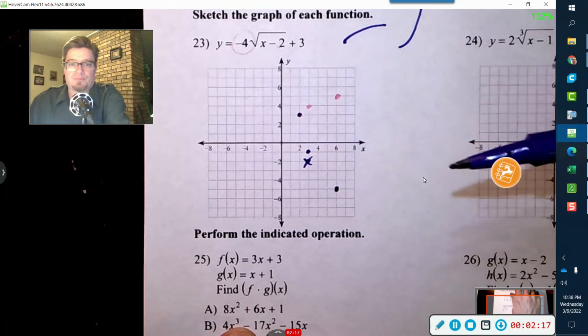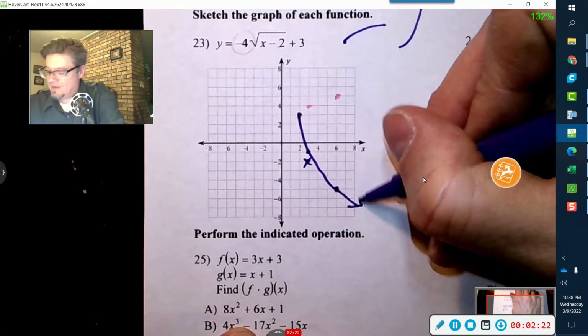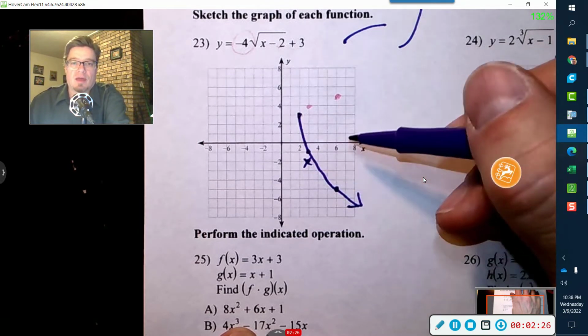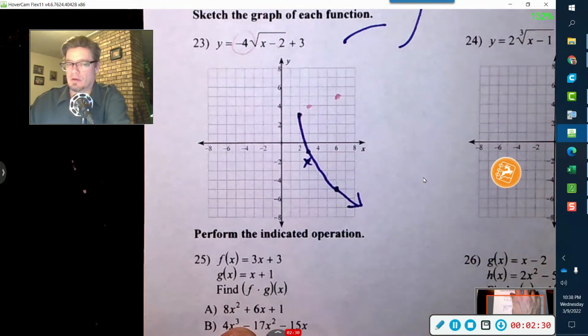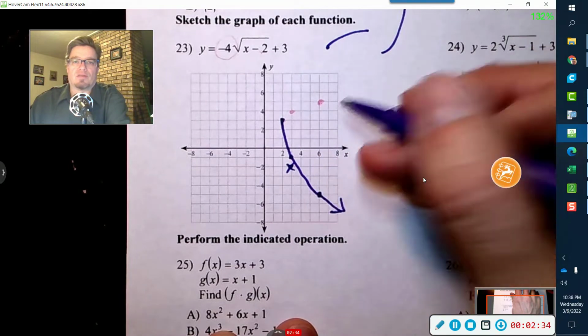There. Now it should look like a gradual curve, and if it doesn't, then something's wrong. Like if it was going this way and you went too far, you'll be able to see it. It doesn't look like a hook, so something's wrong. But that's what -4 does to the parent function there.